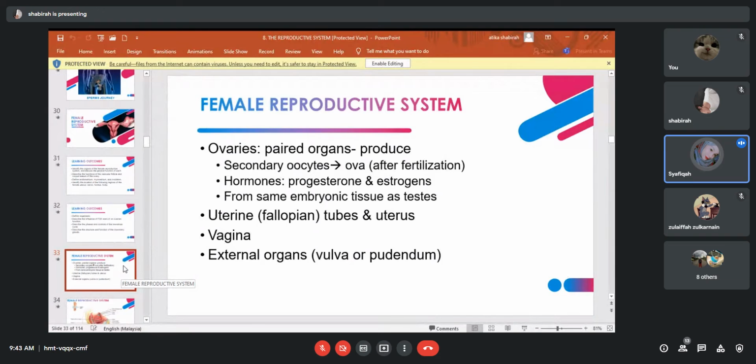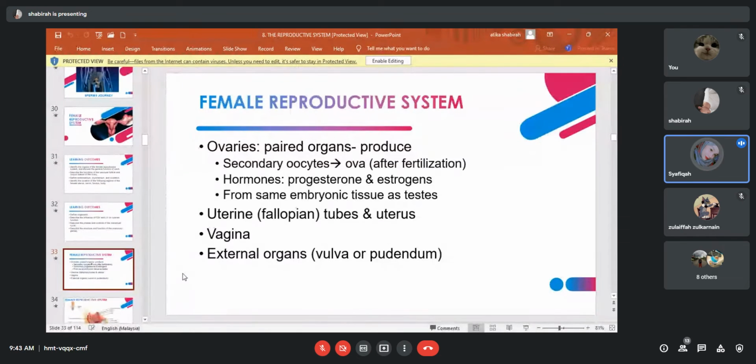Ini adalah contoh for internal reproductive organ yang lainnya lah. Include vagina, uterus, cervix and ovaries. Okay, next Tika.